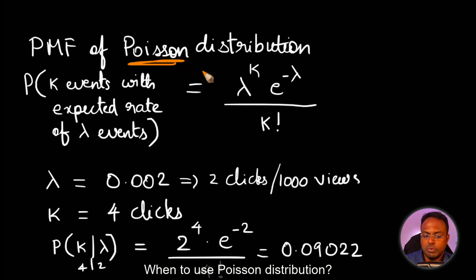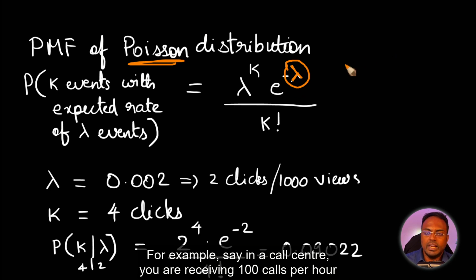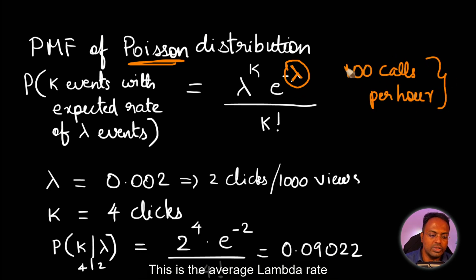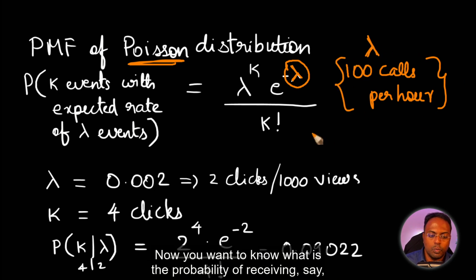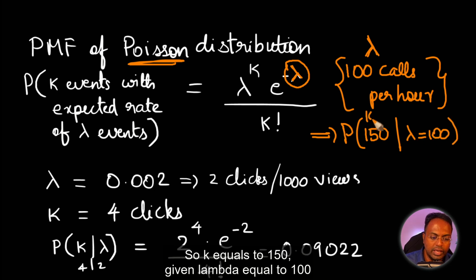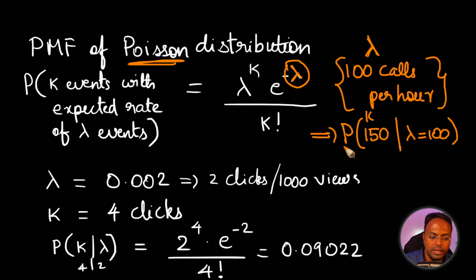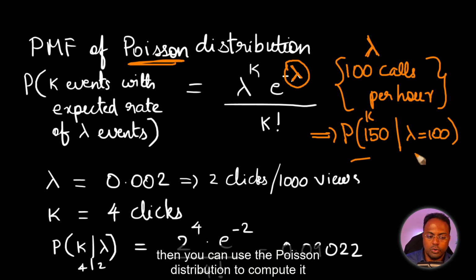When to use Poisson distribution? If we know that the events are occurring at a constant rate lambda. For example, say in a call center, you are receiving 100 calls per hour. This is the average lambda rate, the average rate at which you are receiving calls. Now you want to know the probability of receiving, say, 150 calls in the next hour, given lambda equal to 100, right? So k equals 150, given lambda equal to 100. If you want to know this probability, then you can use the Poisson distribution to compute it.